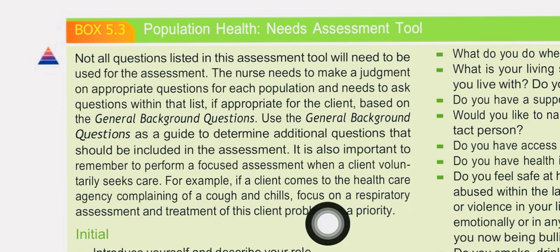We are going to start Box 5.3, Population Health Needs Assessment Tool. This assessment tool is going to be used in the USA when you are an RN, when you get your license and work as a nurse in the USA. You have to do this assessment tool, and in the exam some questions might come from it, and these bullet points we must read.